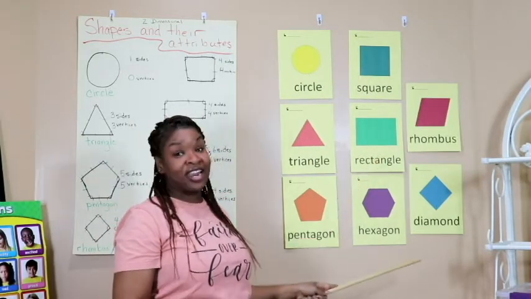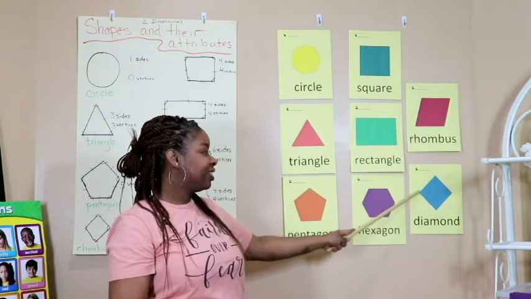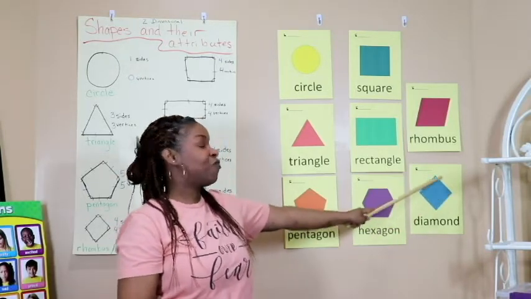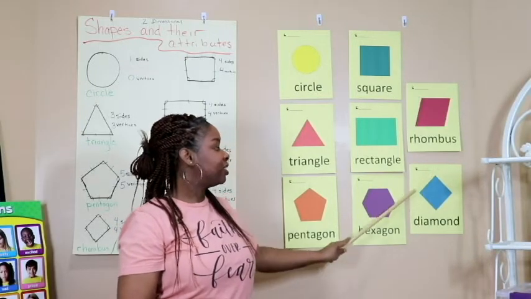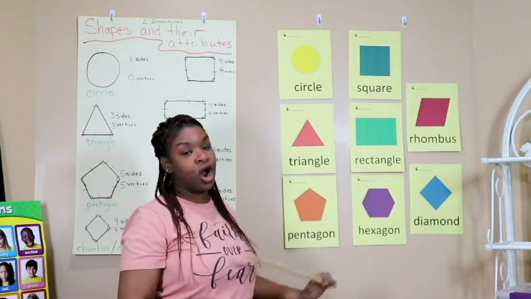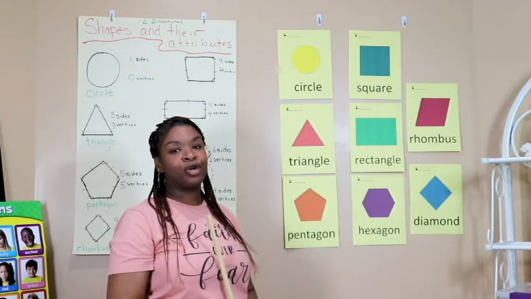Yes. And the last one, let's count the diamond sides. 1, 2, 3, 4. And let's count the vertices. 1, 2, 3, 4. So a diamond has 4 sides and 4 vertices.